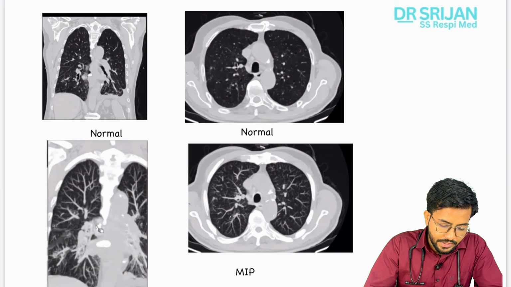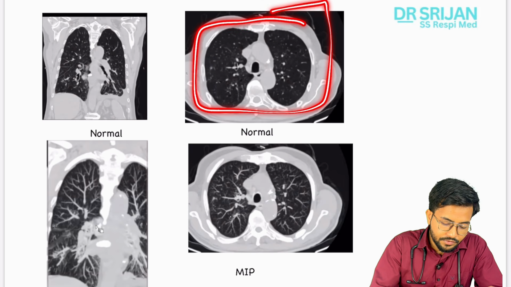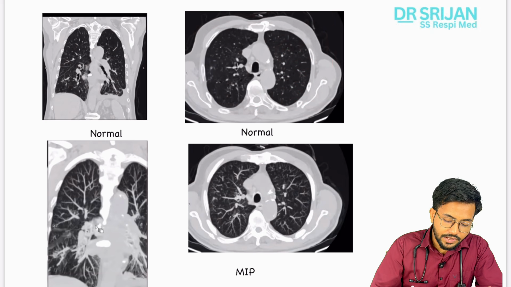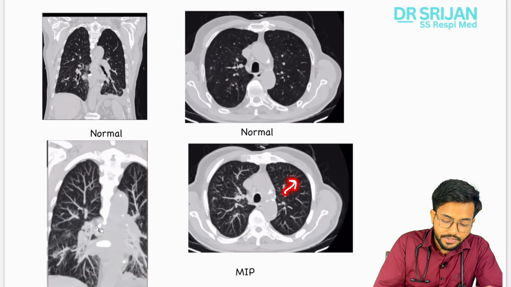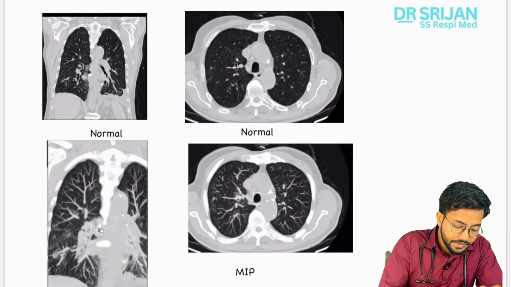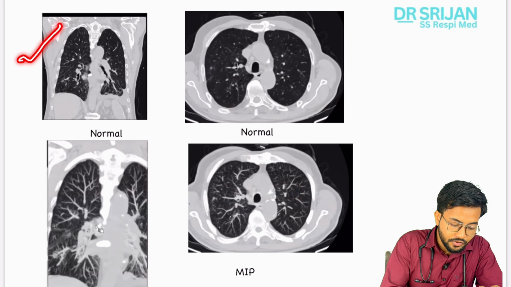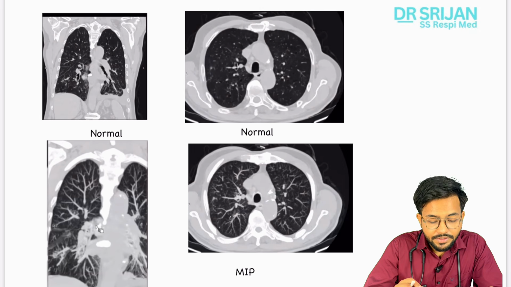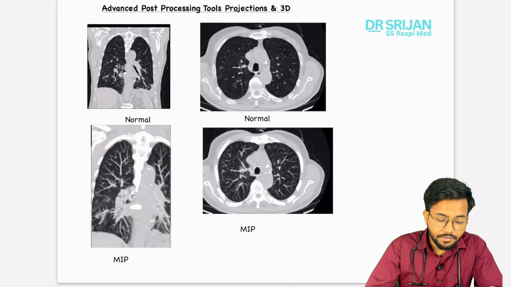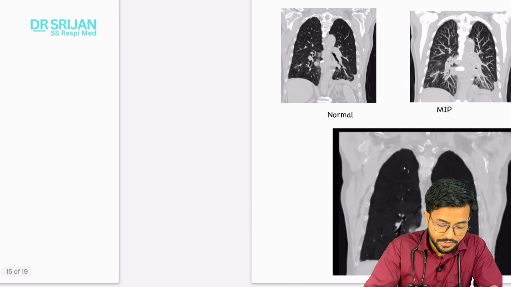Can you see that in this image we do not see many blood vessels? But as soon as I reformat this data and I click to this mode, MIP mode, all the blood vessels protrude or become highlighted. Same is in this case. This is a normal image, this is a MIP image. So what do we mean by this MIP? MIP means maximum intensity projection.